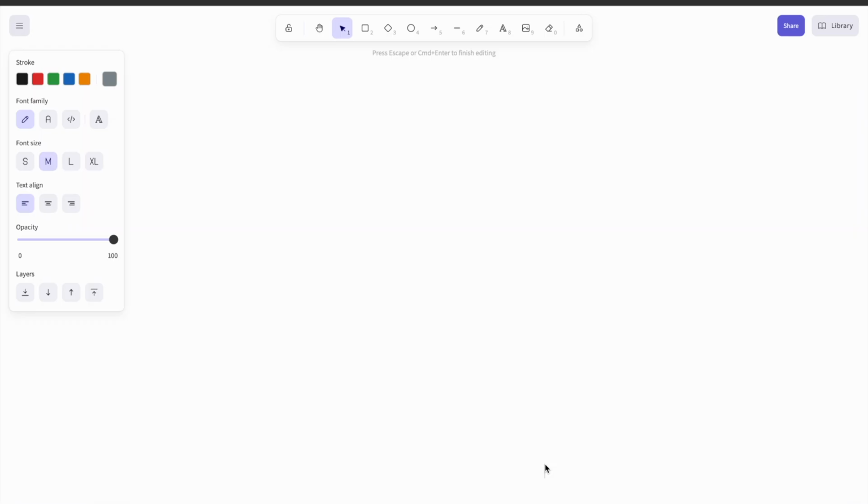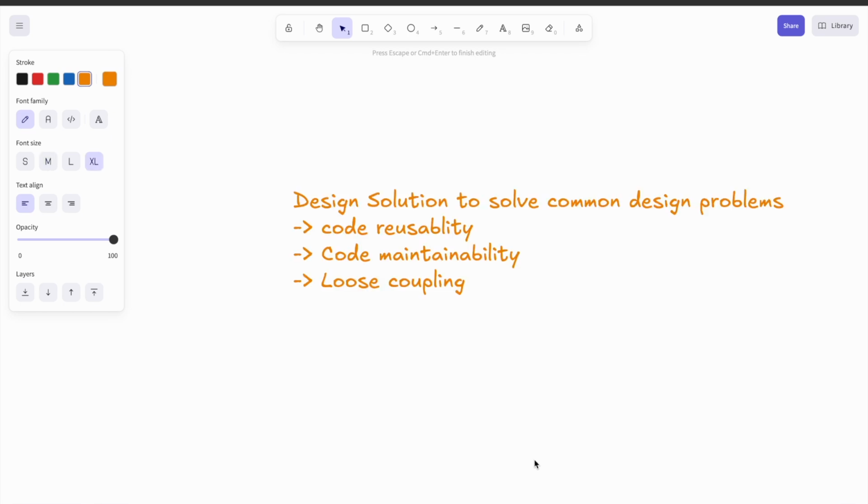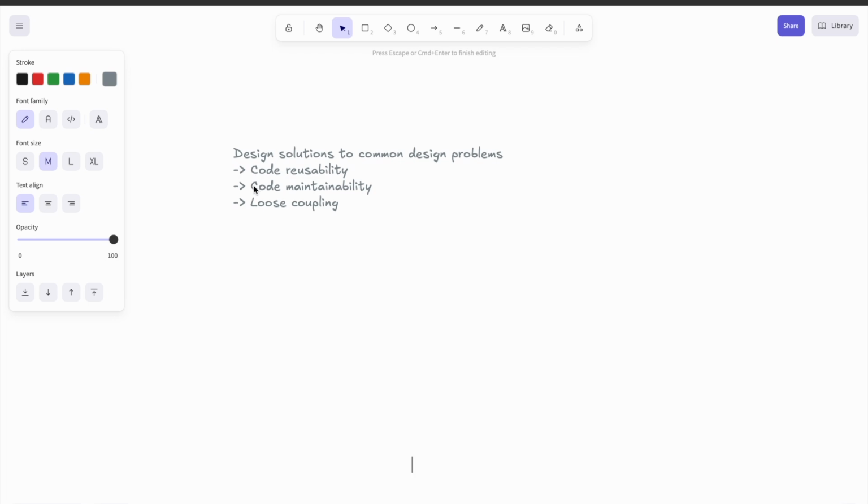In this video, we will learn about design patterns and why we need them. So, what is meant by design patterns? Design patterns are design solutions to solve common design problems. So, what does a design pattern do? It helps in code reusability, code maintainability, and loose coupling. We'll get an idea about how this code reusability, code maintainability, and loose coupling come into the picture.